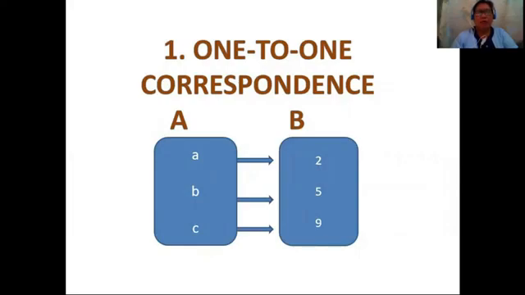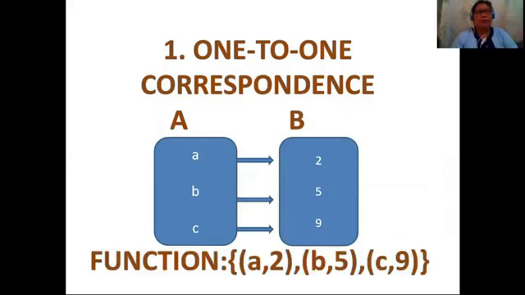And how do you consider this relation? Is it a function or not a function? And the answer is a function. Because if we have these ordered pairs, we have (A, 2), (B, 5), and (C, 9). And we can see that no two ordered pairs have the same abscissa.